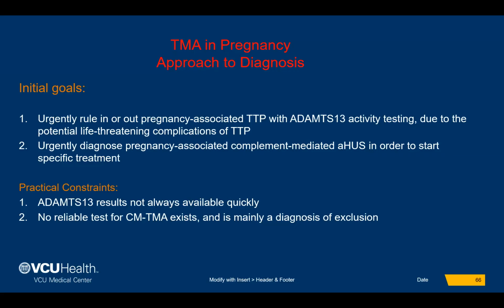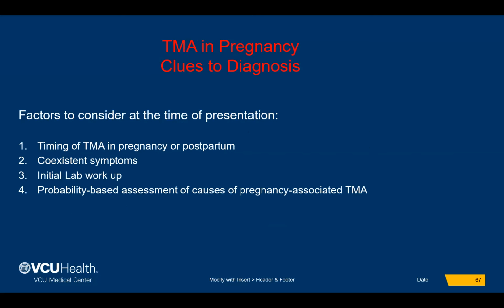And the other reason is because complement-mediated atypical HUS or TMA requires treatments to be started soon. Otherwise, the kidney impairment can become permanent. So the other practical consideration is that ADAMTS13 is not a test that is available in-house, so you would have to send it out. And we don't get the results for a minimum of 2 days, potentially 4 days. So there is a time delay where you can't afford to wait for the test result to come back to make your decisions. And as mentioned, complement-mediated TMA is a diagnosis of exclusion.